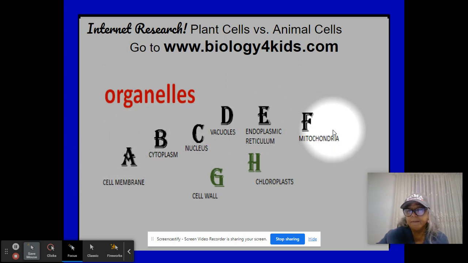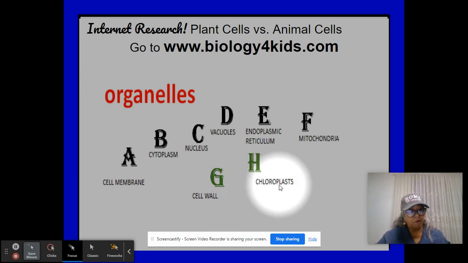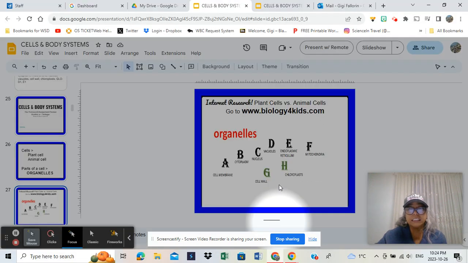This can be found in animal cells. But with the plant cells, we have two extra organelles, and that could be the G and H on your diagram. So that would be the cell wall and the chloroplast. So, what's the diagram that I'm talking about?